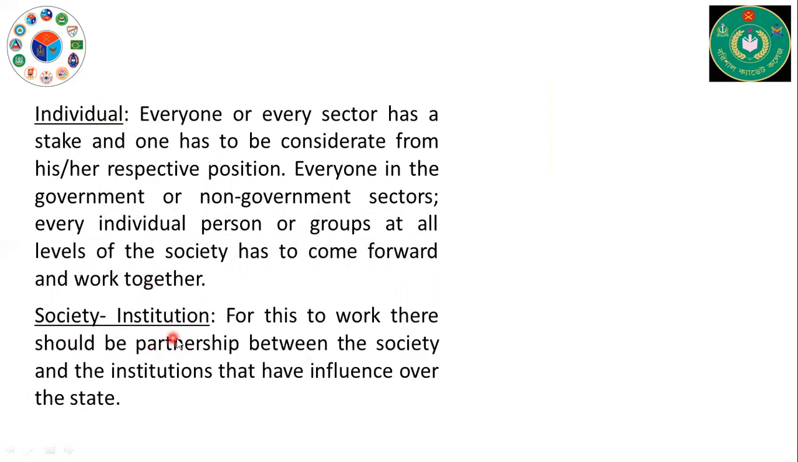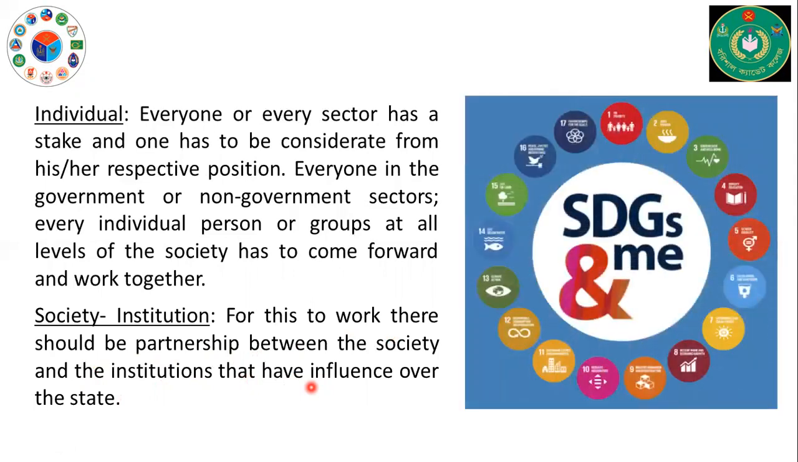The next is society and institution. For this to work, there should be a partnership between the society and institutions that have influence over the state. That means here the partnership will be formed between society and the institutions which are available in the society, that will ensure a good partnership, that will influence the state. You can see here stages and SDGs and me. What will be my role as an individual?